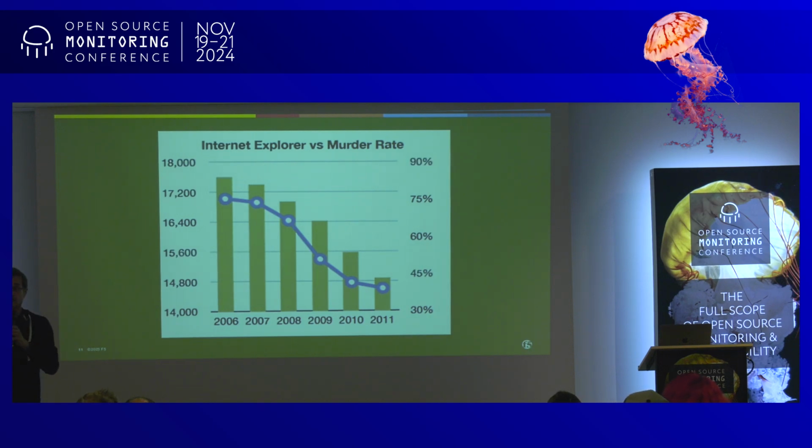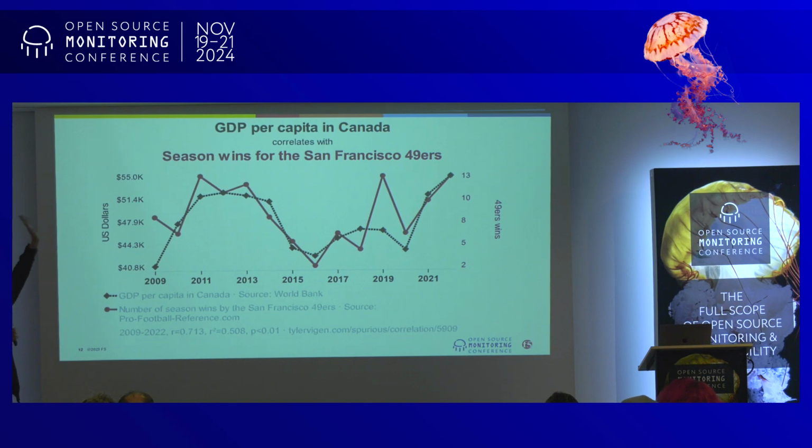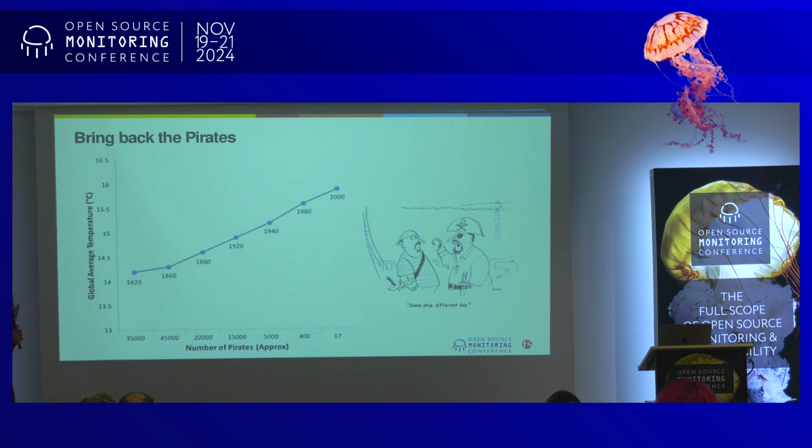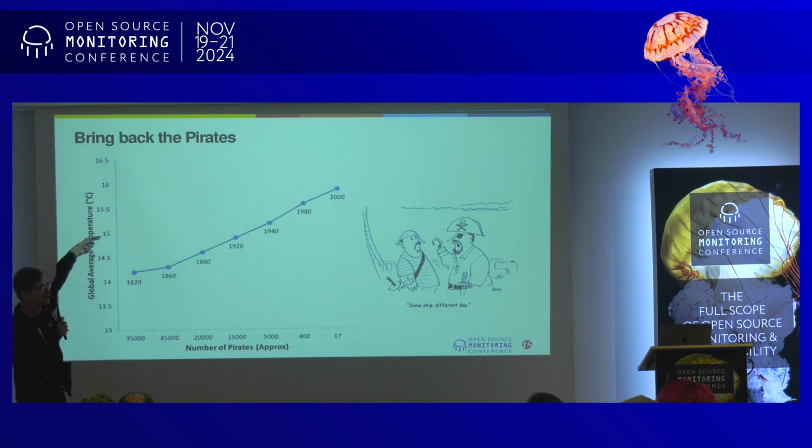Okay, Internet Explorer versus murder rates. Did y'all know that Internet Explorer caused murders to occur? Everybody who's ever worked on Internet Explorer understands exactly where that one comes from, especially if you were in the IT space doing support. Okay, I come from San Francisco. Per capita income in Canada versus the wins for San Francisco. This year, Canada's GDP must be down because the 49ers are not doing particularly well this year.